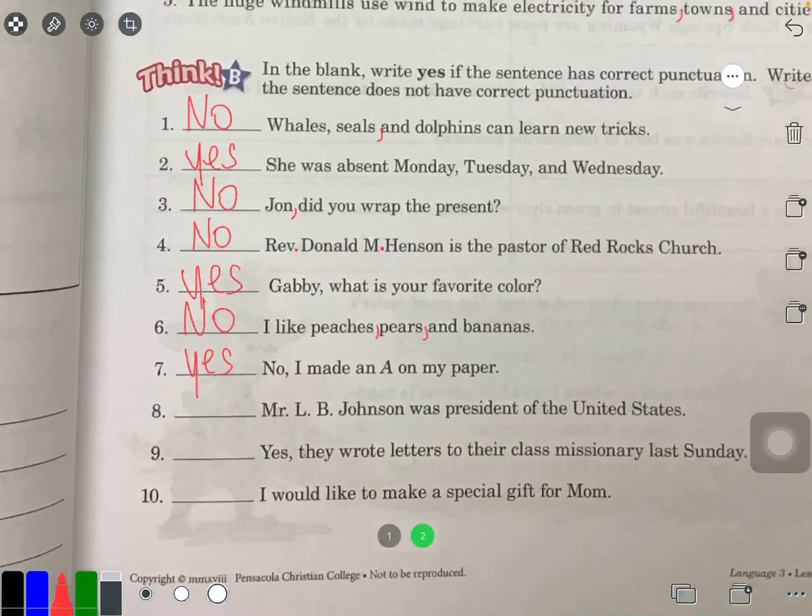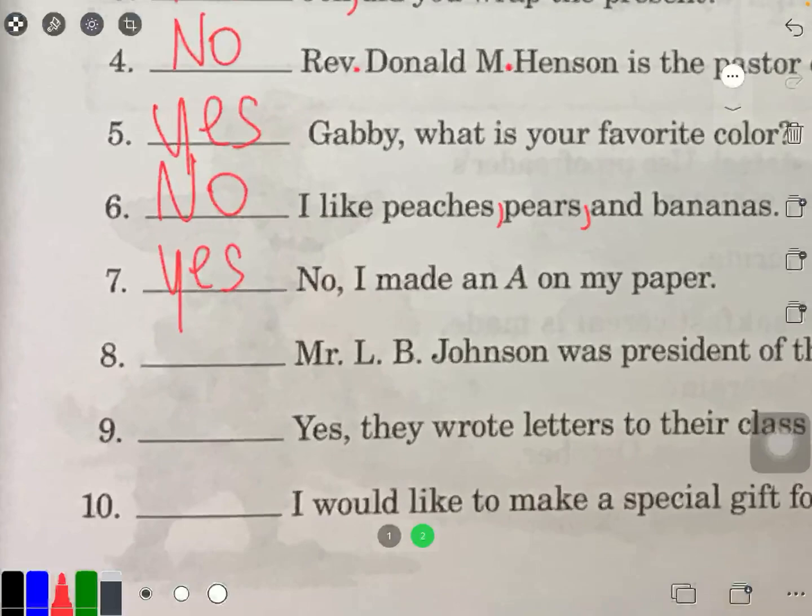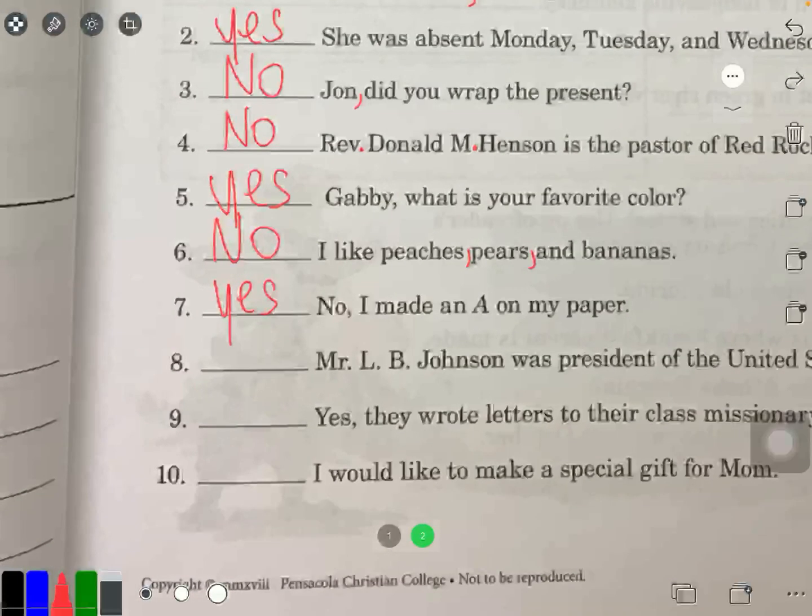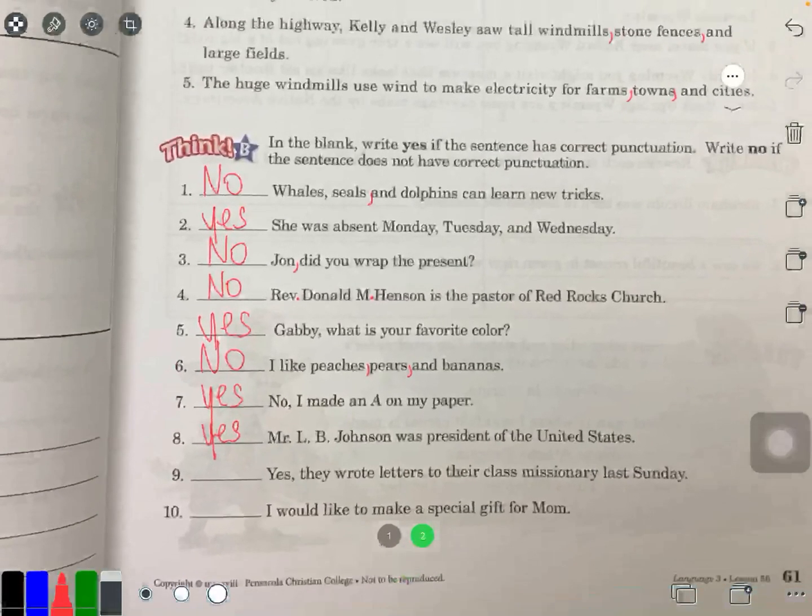Number 7. Mr. L.B. Johnson was President of the United States. Again, if you're a good reader and you read something and it's missing the punctuation marks, it should be a red flag like, error, error. But here, it's all good. Look, Mr. is abbreviated and it has a period. L and B are his initials and there are periods and they're capitalized. So it's pretty good. Yes. It's a good sentence.